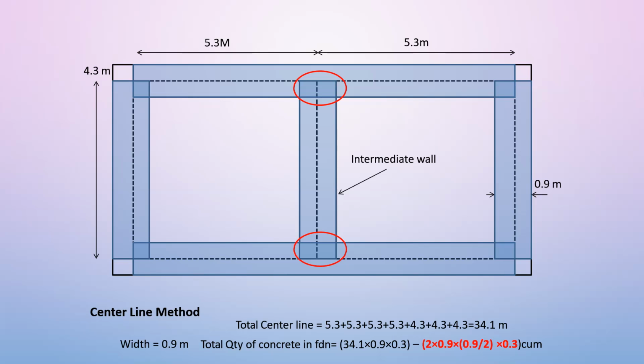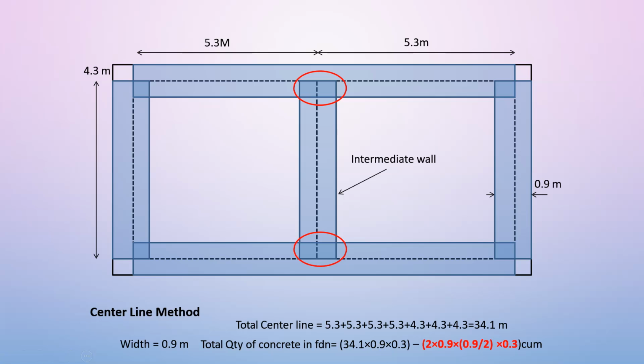Here there are two T junctions, and that is the extra portion we are considering in the calculation of the quantity of concrete. Therefore that extra portion of overlap of an intermediate wall should be deducted from the total centerline length of the structure. So first find the total centerline by adding all centerline distances at the periphery as well as the intermediate wall. After getting this total centerline length, in this case 34.1, you can calculate 34.1 into 0.9, which is the width of the concrete, into 0.3, which is the thickness of concrete, giving the total volume of concrete.